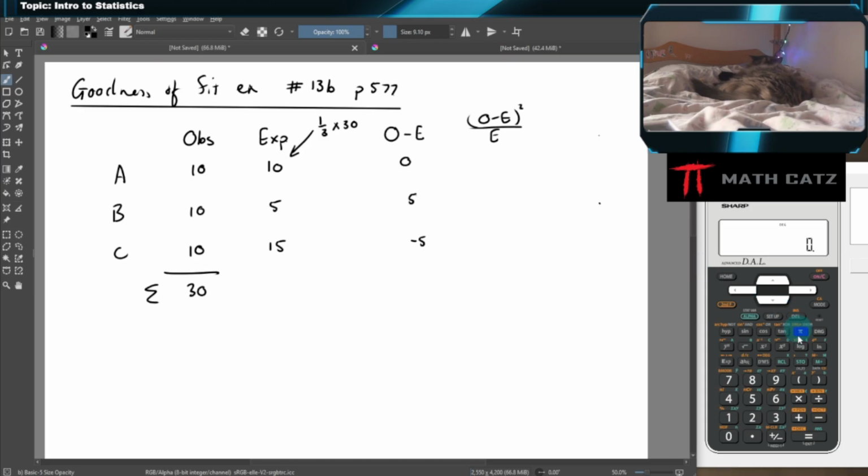Even though it's a 0, I'll show here what we do. The observed minus expected score is 0. And then, I know I don't need the brackets or anything. Divided by the expected 10. I know the answer is going to be 0, but just to show how we're using our calculator. Then we'll do the next one. Observed minus expected is done for us, 5, and then I square that, divided by the expected, which is also 5.